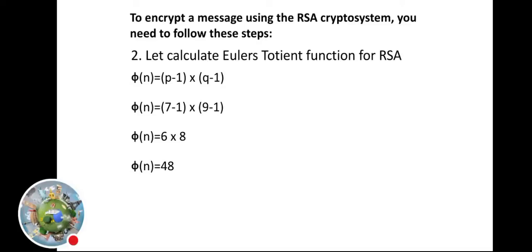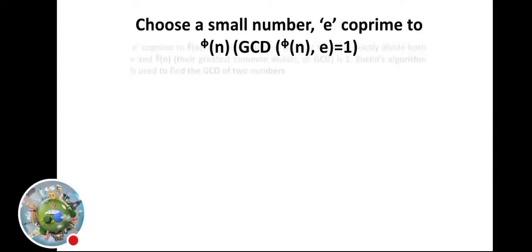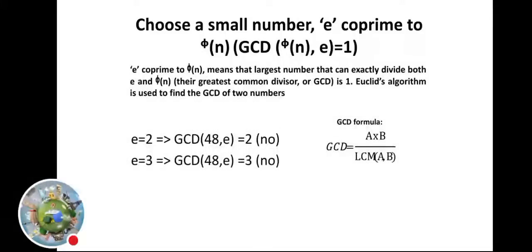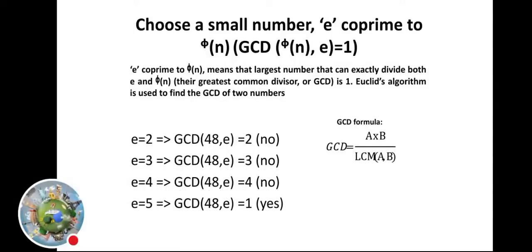So directly we can say that 2 is a factor of 48, so it is not possible. 3 is also a factor of 48, so it is also not possible. 4 is also a factor of 48, so that is also not E. 5 is not a factor of 48. Then we can consider 5 as the encryption key. Now you see the GCD, how we have made it. So E equals 5 now.